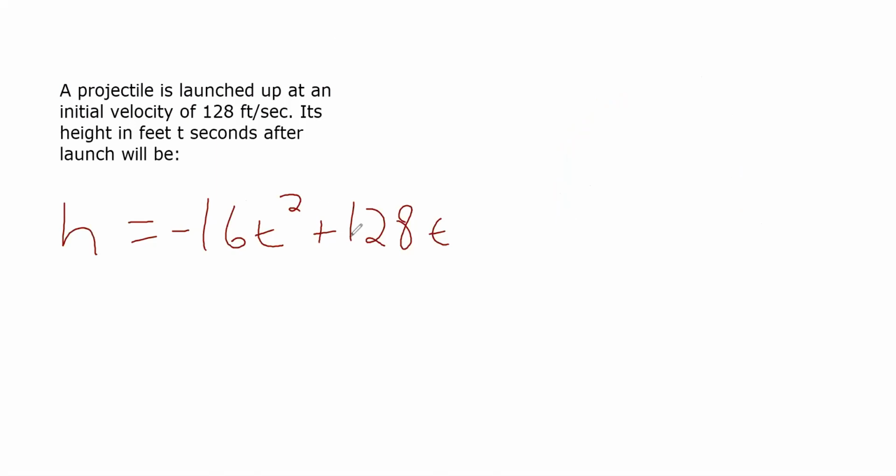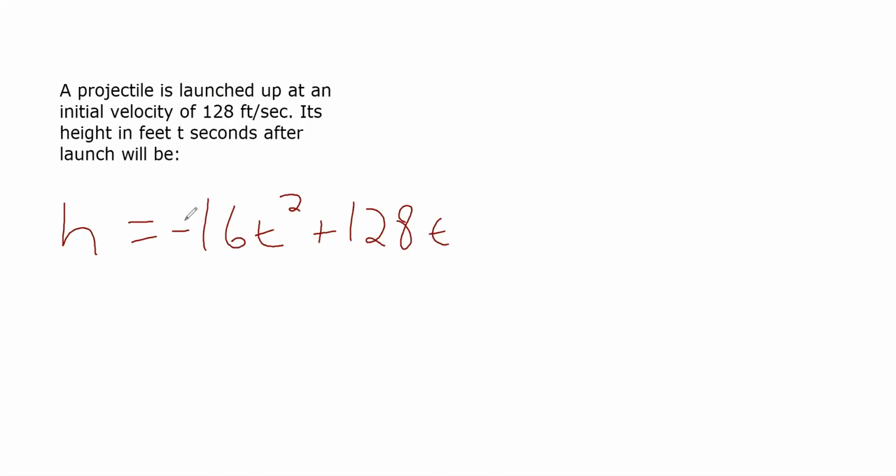Now, where does the 128 come from? You can tell that's the initial velocity of the rocket. If you wanted to set up your own problem and you said the rocket launches at 90 feet per second, you would just put a 90 right here. What you won't be changing, if you're in feet per second, is this negative 16.